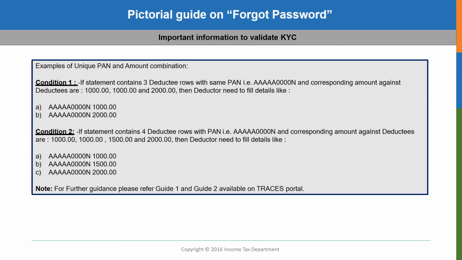So in the next example also we have the same PAN and 4 amounts. The 1000.00, 1000.00, 1500.00 and 2000.00. So the deductor fills the details in the first row, the same PAN 1000.00, second row same PAN 1500.00 and third row the same PAN 2000.00. So here also that amount 1000 is not entered twice because if you enter it again it won't be unique.